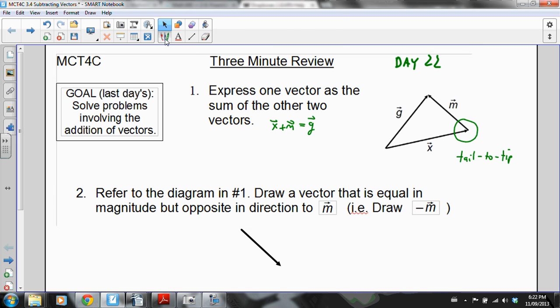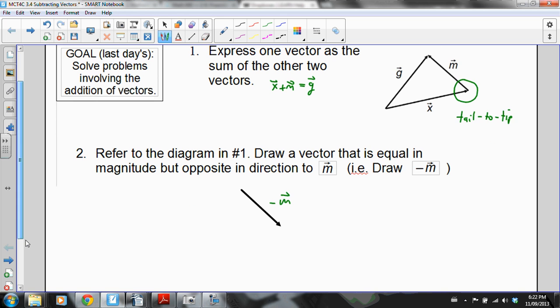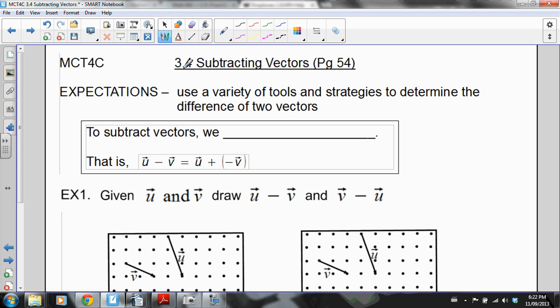And that is vector negative m, the opposite to m, which leads us right to today's lesson, which is subtracting vectors. Makes sense. We were adding vectors, we're subtracting vectors, and this hopefully will be quite natural for us.